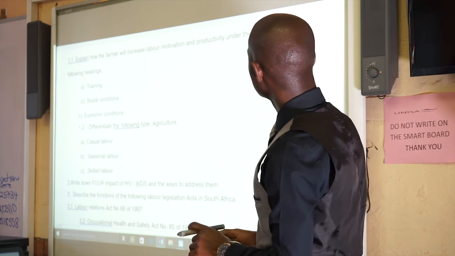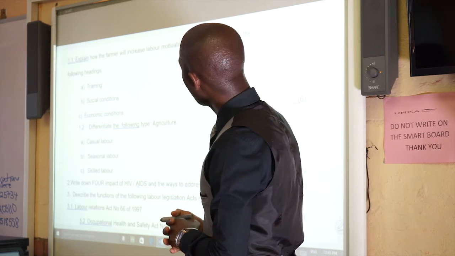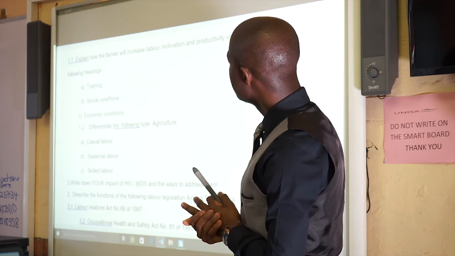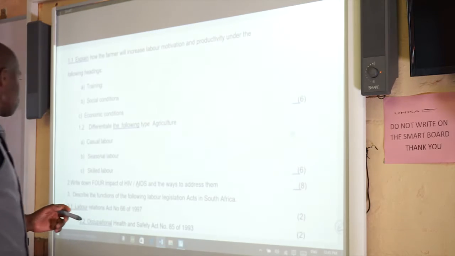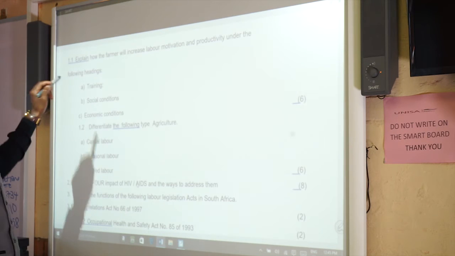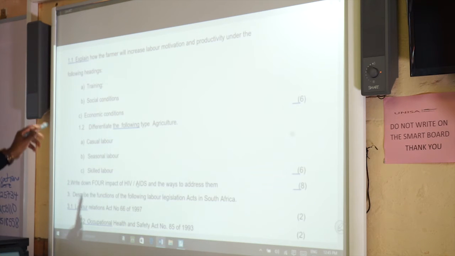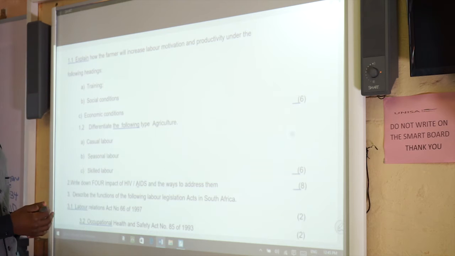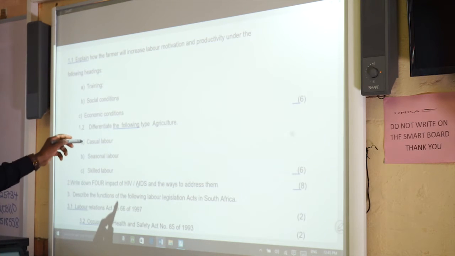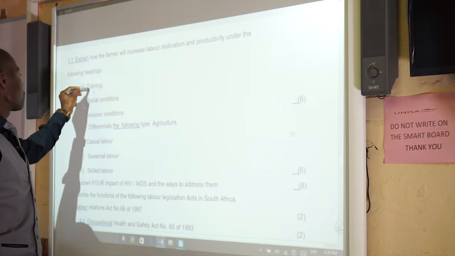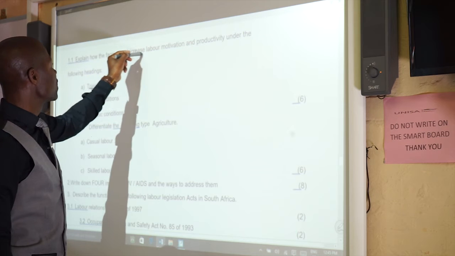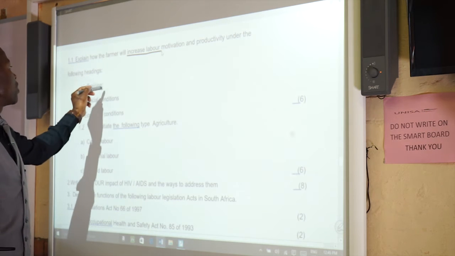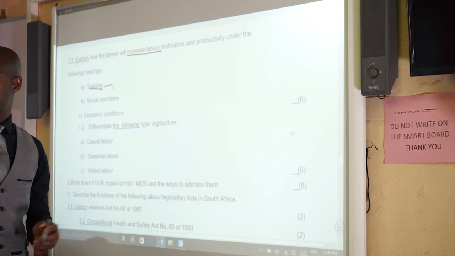Now, if we are to look into how these are assessed in the exam, we have questions of this nature. That is to say, explain how the farmer will increase labor motivation and productivity under the following headings. For example, training. How is this going to increase labor productivity?